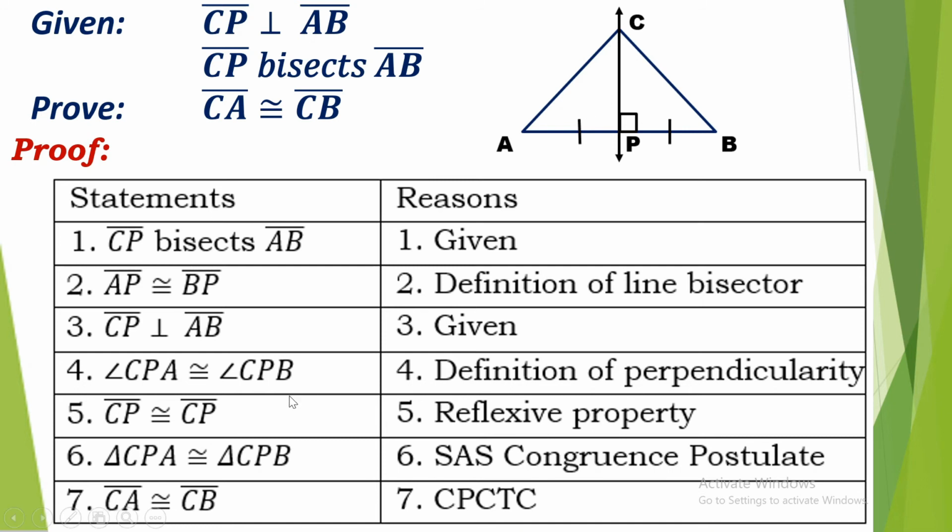So since those two triangles are congruent, then all their corresponding parts are also congruent, which includes segment CA and segment CB. That is by the CPCTC, or corresponding parts of congruent triangles are congruent.